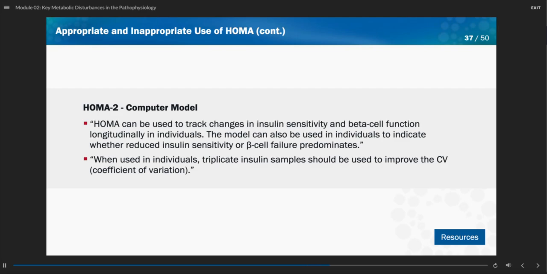When used in individuals, triplicate insulin samples should be used to improve the coefficient of variation. So this is a recommendation for individuals. It's not something I have done, but kind of watched over time. You may want to take this and put it into practice as the recommendation from the experts.